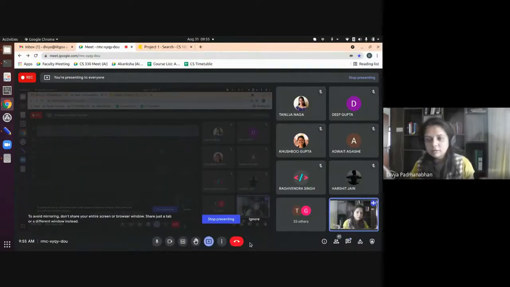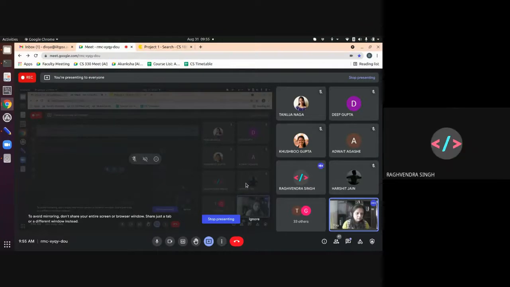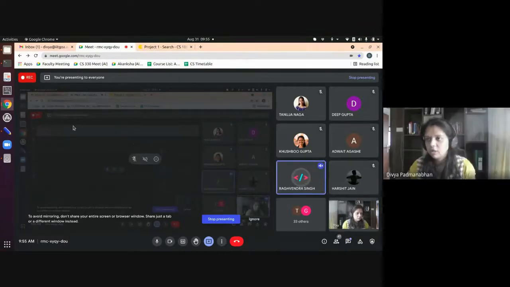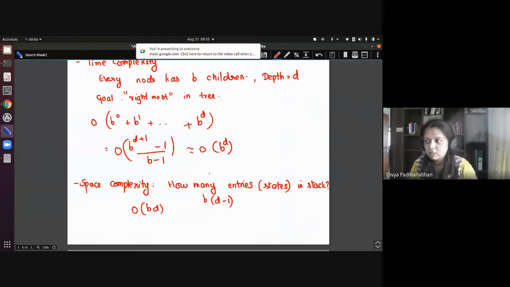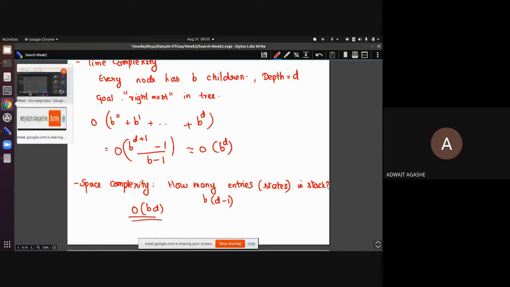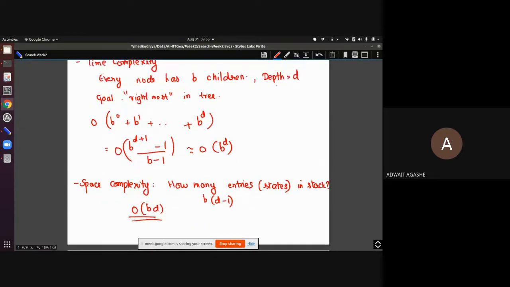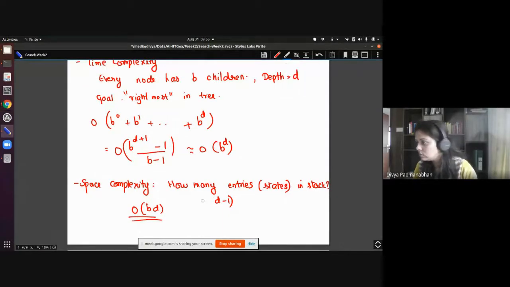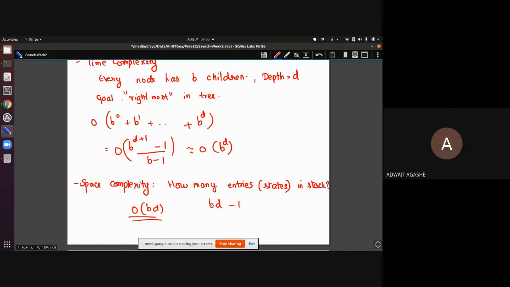Right. Who answered? Raghavendra. Okay, so this is the thing: B times D minus 1. And in order notation, in the asymptotic sense, it's just order of B times D. Ma'am, I think it should be B times D and minus 1, just a single subtraction. Okay, yeah, that's true. So BD minus 1. This is what you're saying?